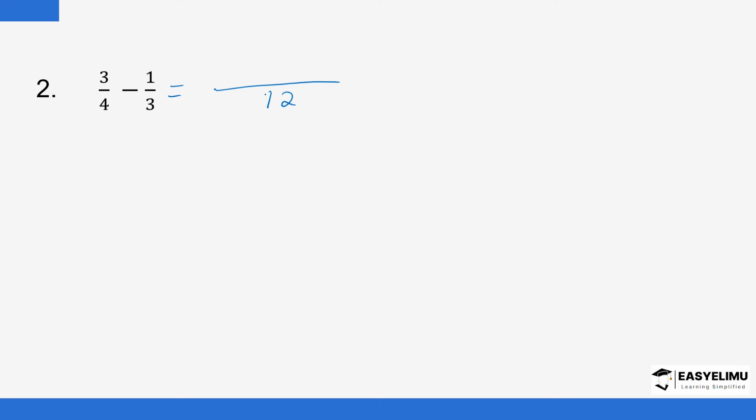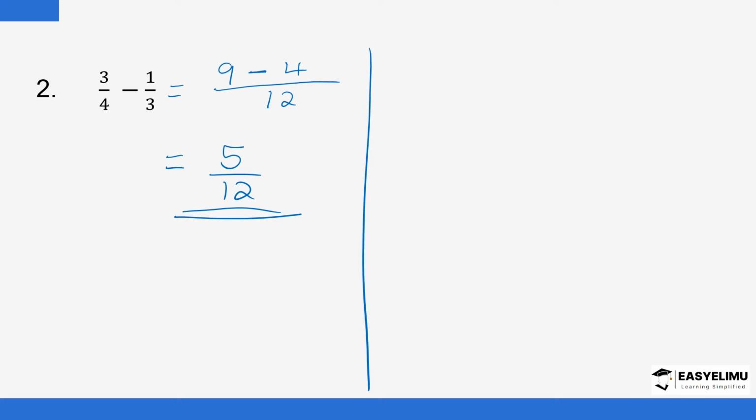So the LCM here divided by the denominator, the result is multiplied by the numerator. So 12 here divided by 4 is 3, 3 by 3 is 9. Minus 12 here again divided by 3 is 4, 4 by 1 is 4. So you realize the answer here is 5 divided by 12. That is the first alternative of using the LCM.